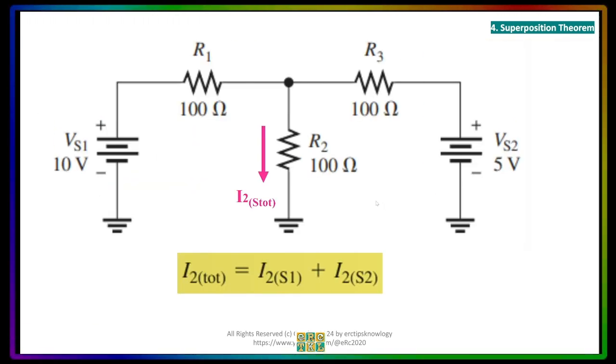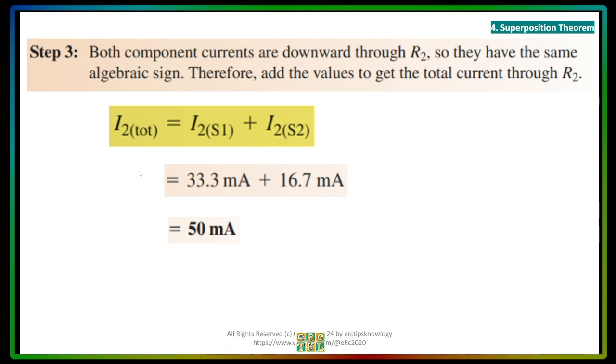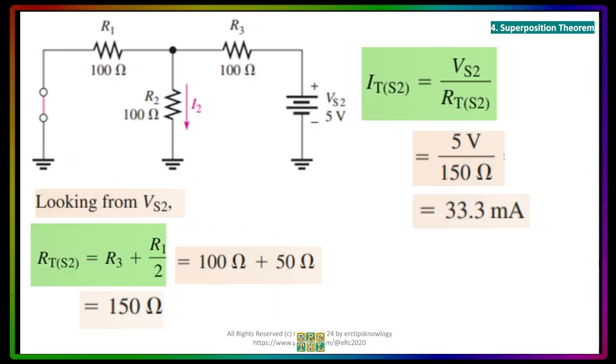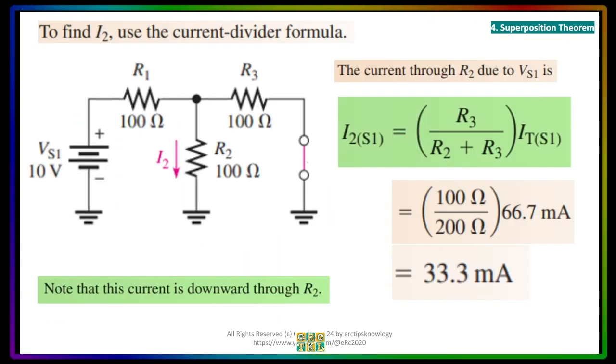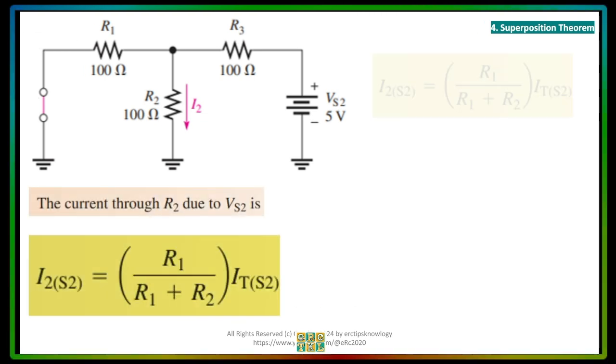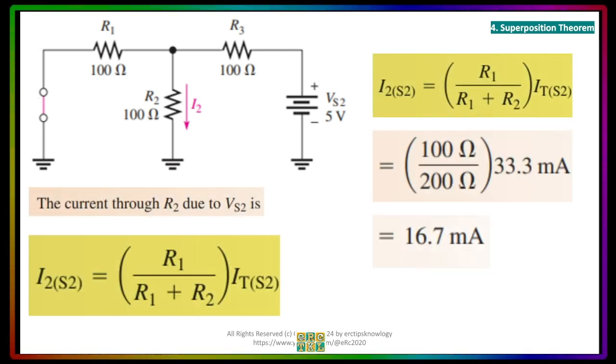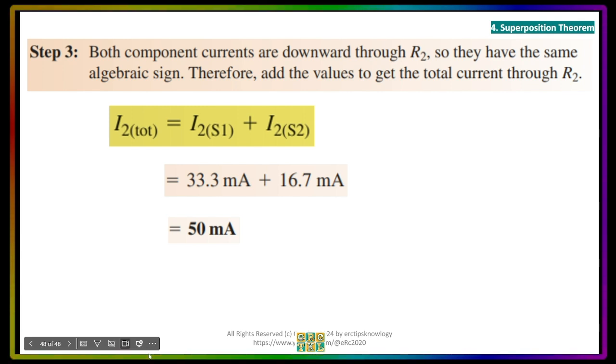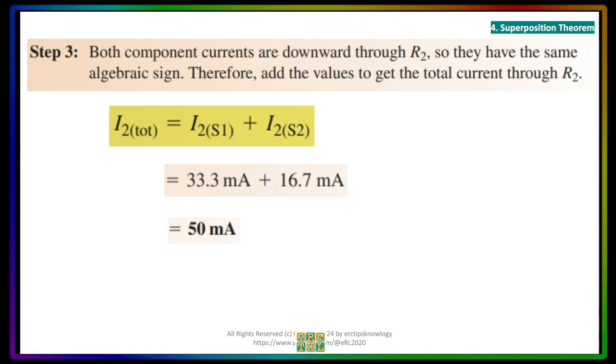All you have to do is to add the two answers so that we will find the I2 with respect to the source total. So what will be the answer for I2? I2 S1, which is 33.3, plus I2 S2, which is 16.7. Again, let's go back. The answer for our I2 in the beginning is 33.3. And then after doing the next step, we got the answer for I2 as 16.7. Now we add the two, we got 50 milliamperes. That's it. That's how to do the superposition theorem.